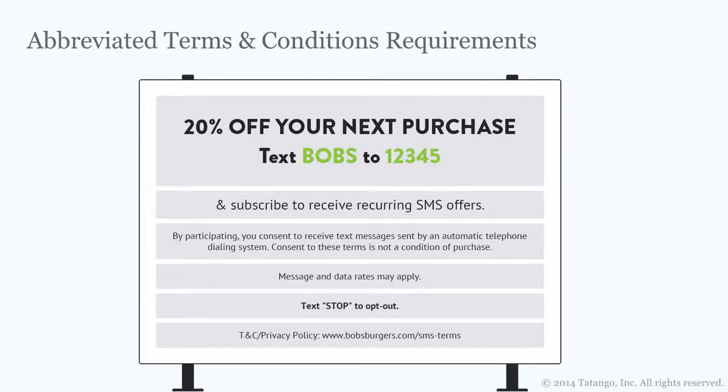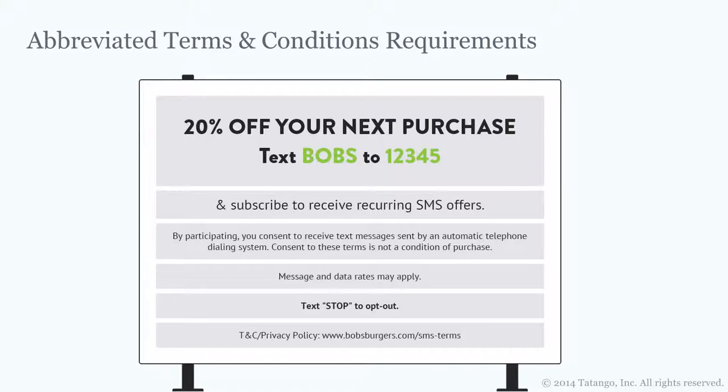Now the stuff below is more like abbreviated terms and conditions stuff. So that stuff, you can make much smaller on your call to action. Now, one thing on here that we haven't discussed, I just put it in here because it is worth noting, is the TCPA, the Telephone Consumer Protection Act, which we discussed at the very start, which is administered pretty much by the FCC. They, down here, want a certain thing just like the CTIA does. So they want you to say, "By participating, you consent to receive text messages sent by an automatic telephone dialing system. Consent to these terms is not a condition of purchase."